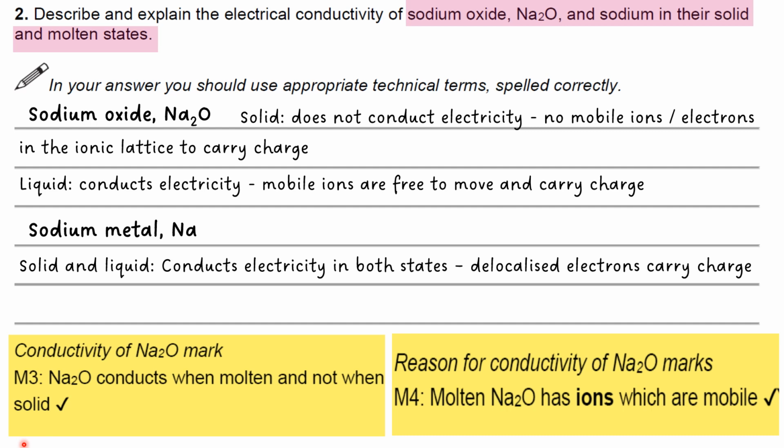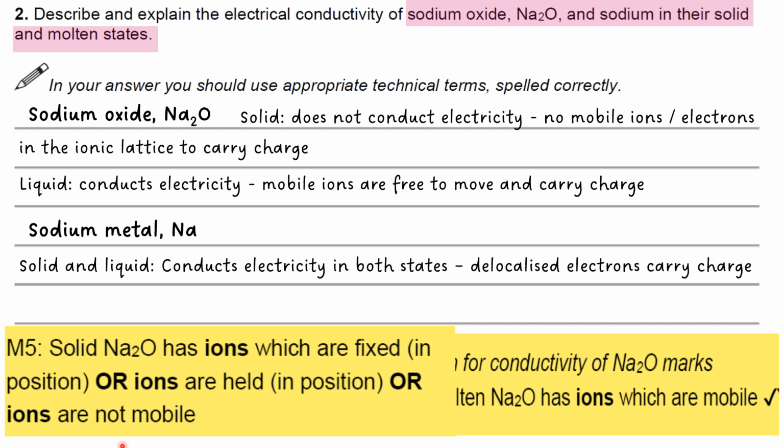Mark 3 is sodium oxide conducts when molten and not when solid. I've said that in two separate places, so I've got that mark from those two sentences. Molten sodium oxide has ions which are mobile. I've said that here. I didn't mention electrons. It's nothing to do with electrons. The electrons are not actually free to move and carry charge. It's the ions that are. So it's very important not to get that confused.